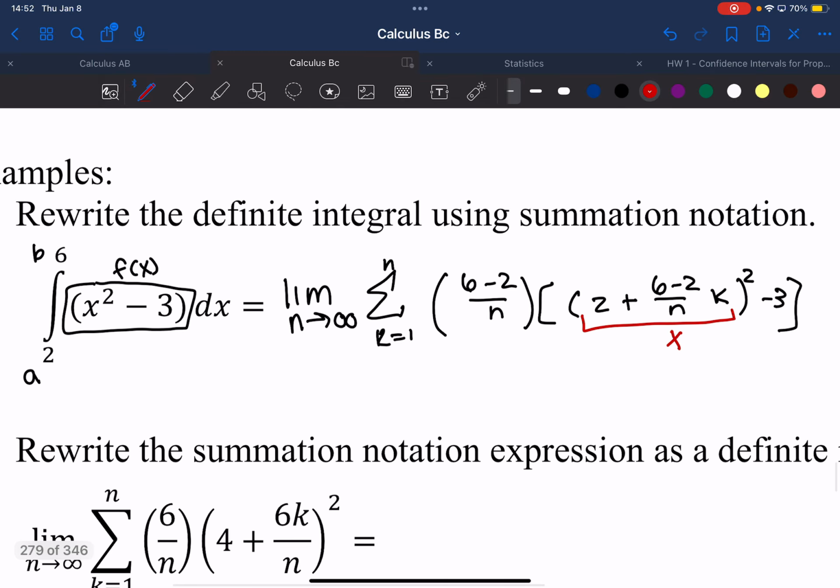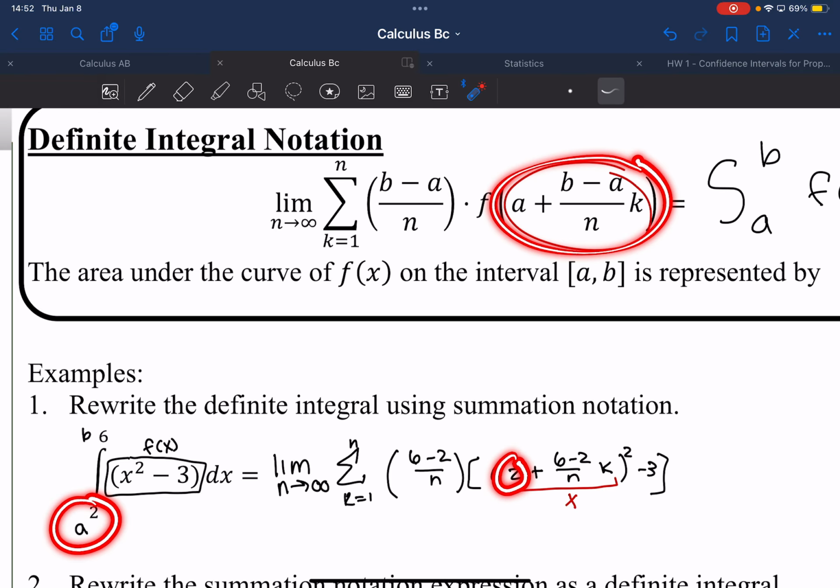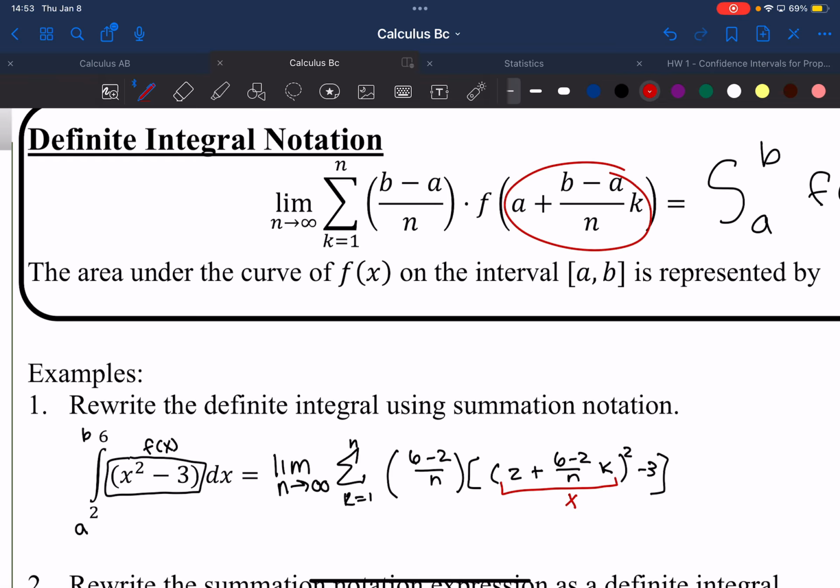Any questions? Wait, can you explain what just happened again with that second part? Yes. So remember, our formula is this. So it is a plus b minus a over n times k. Well, a we know is 2. So that's where I plug the 2 in here. b minus a over n, we already did that in the first part. So that's where this part came from. And then the k just came down. All of that is going to represent x. So think of this as f of x. That entire thing is x. So then I plug that into my function, and since it's x squared, I squared all of that, and then minus 3 at the end.